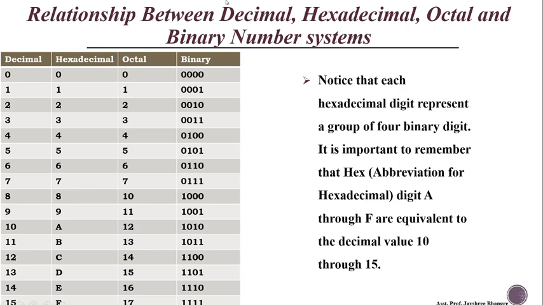Here, a hexadecimal digit represents a group of 4 binary digits, and it is important to remember that hex, the abbreviation for hexadecimal, digits A through F are equivalent to the decimal values 10 through 15. This we have just seen over here. The values for the alphabets A to F are 10 to 15.